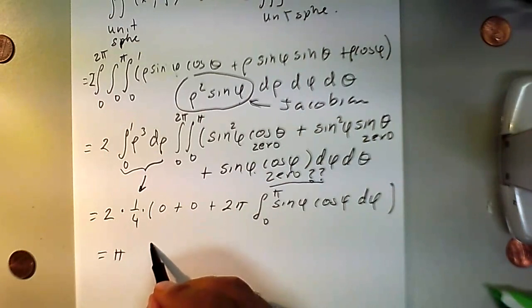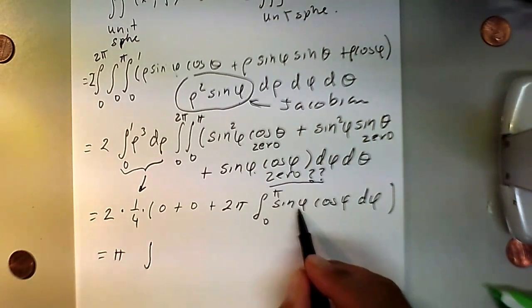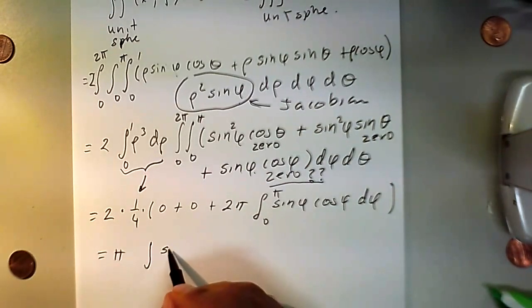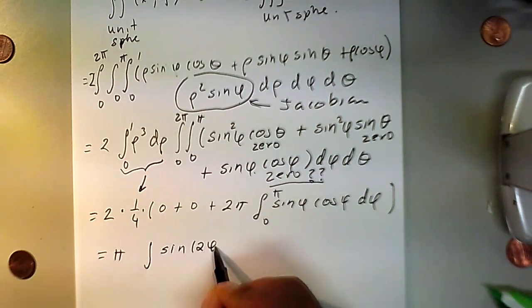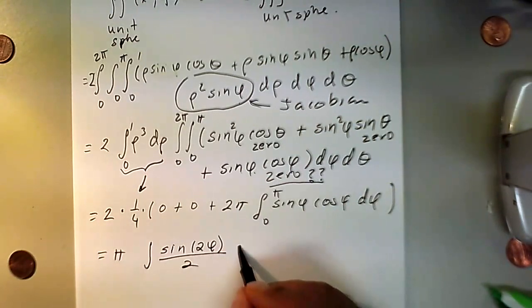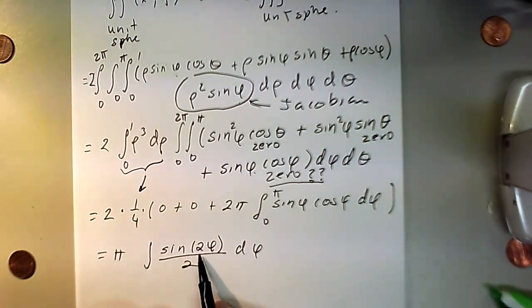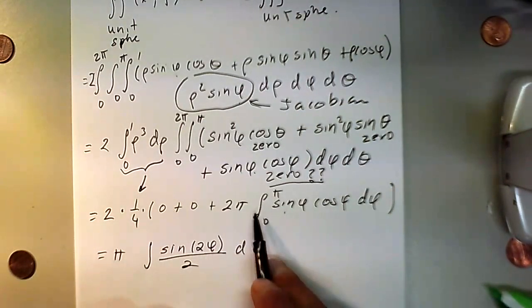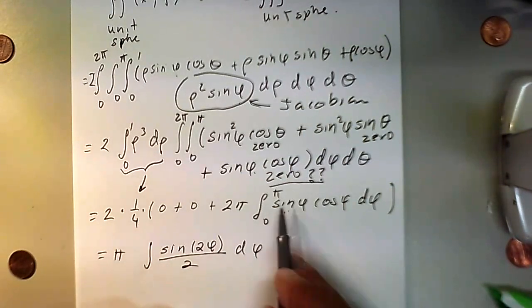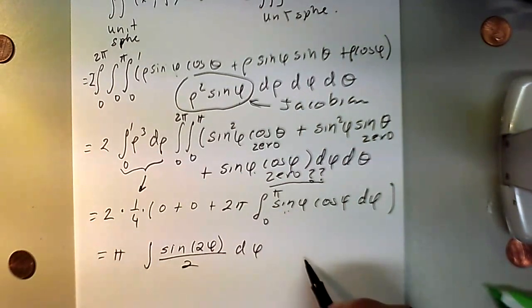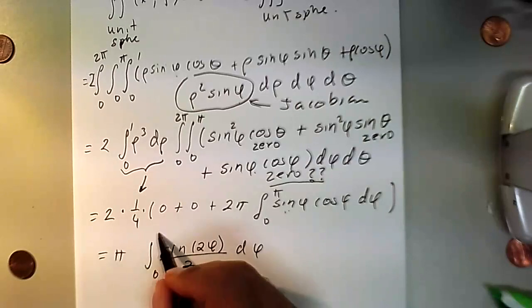And then we have the integral of sine of 2 phi over 2. That's a trigonometric identity. The sine of 2 phi is 2 times sine of phi cosine of phi. So by dividing by 2, we are good. From 0 to pi.